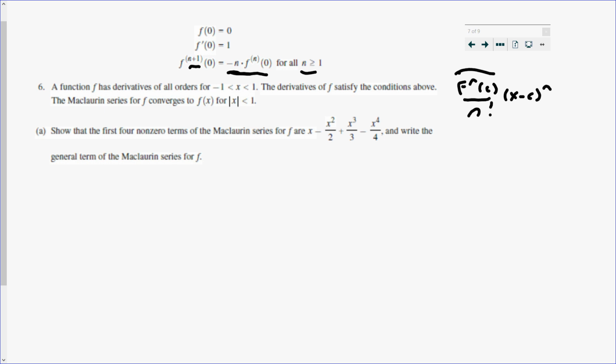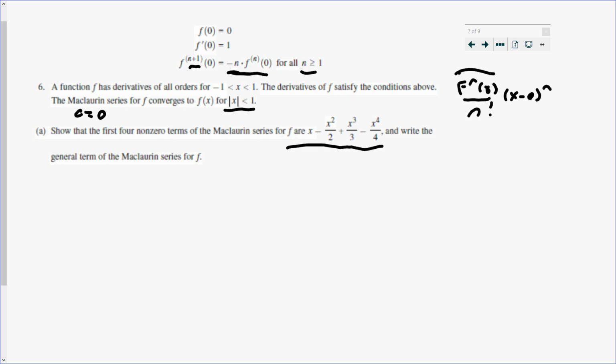So let's go ahead and read the question here. They're saying a function has derivatives of all orders where x is between -1 and 1. The derivatives of f satisfy the conditions as above. The Maclaurin series will converge for all magnitude of x less than 1. So it's a Maclaurin series, so we know that c is going to be 0. That's going to make it nice for us. So that's going to be a 0 here and a 0 over there. We want to show that the first 4 non-zero terms for the Maclaurin series are the following.